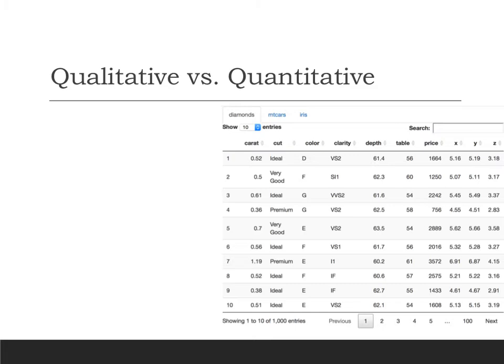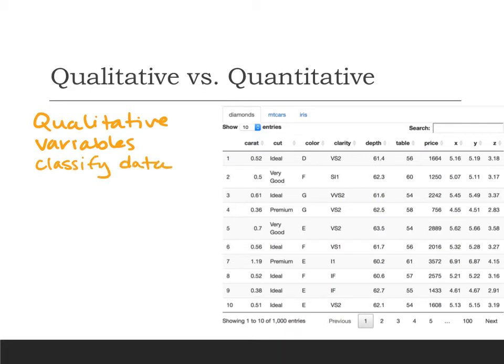Usually qualitative is super easy to pick out. And this is because qualitative variables basically classify data based on some attribute or characteristic.